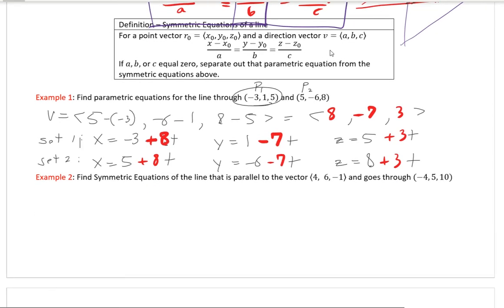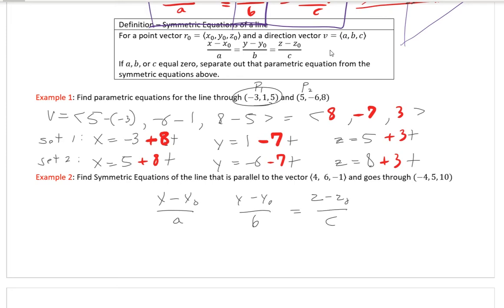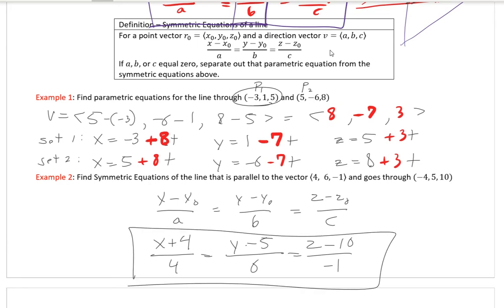Okay, well, for the symmetric equations, all we need, as shown above, is x minus x0, y minus y0, z minus z0. So this is going to be x, y, and z subtracted by the coordinates of an initial point. Each of those divided by a, b, and c, which are the components of the direction vector. So that means we're just going to have x plus 4 divided by 4. And then for y, we have y minus 5 divided by the component 6, and z minus 10 divided by the component -1. And that's all we need for the symmetric equations.